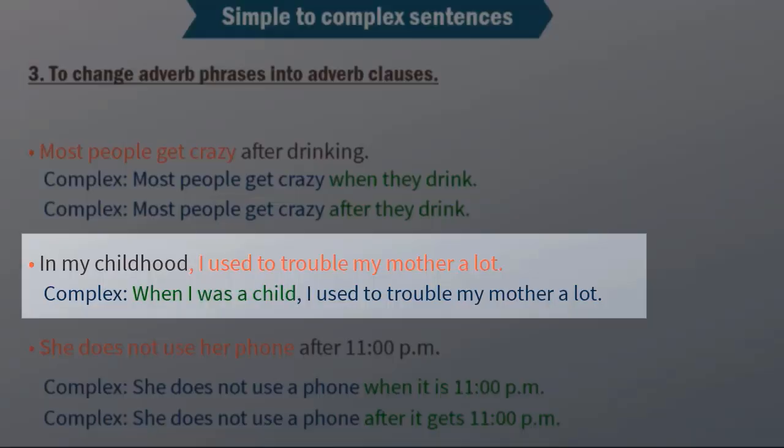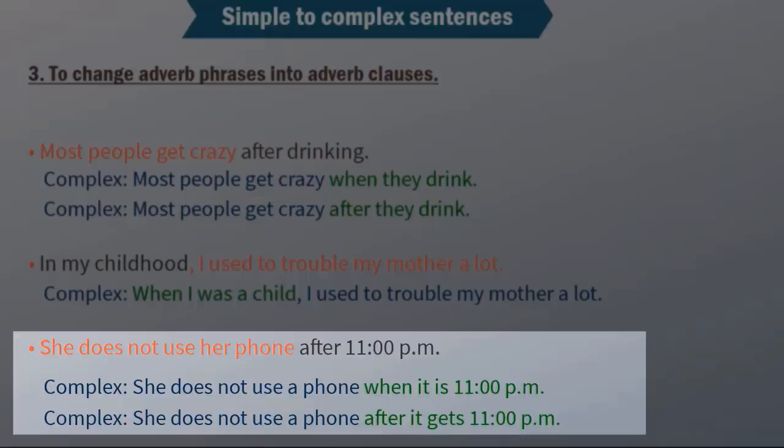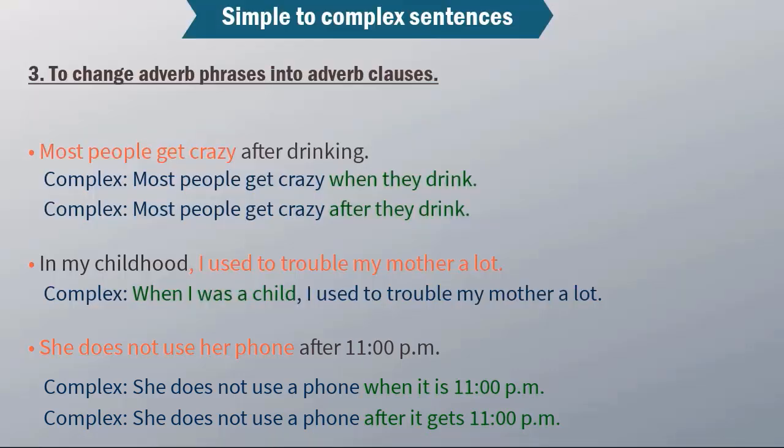Second example, in my childhood, I used to trouble my mother a lot. When I was a child, dependent clause. I used to trouble my mother a lot. So I changed in my childhood, an adverb phrase, into an adverb clause, when I was a child. Third example, she does not use her phone after 11 p.m. She does not use her phone when it gets 11 or when it is 11 p.m. Simple. Again, we changed the adverb phrase into the adverb clause. So that is the third way to do it.